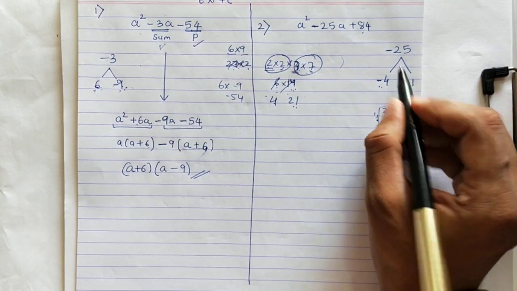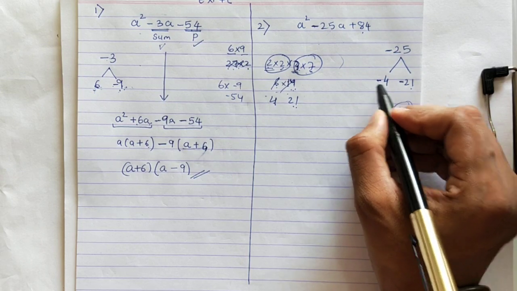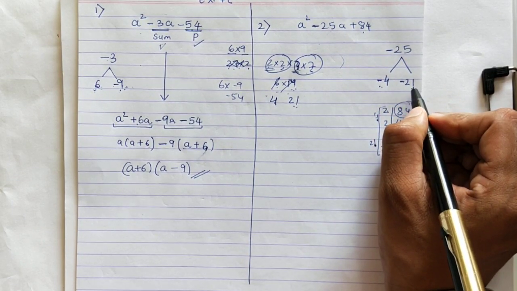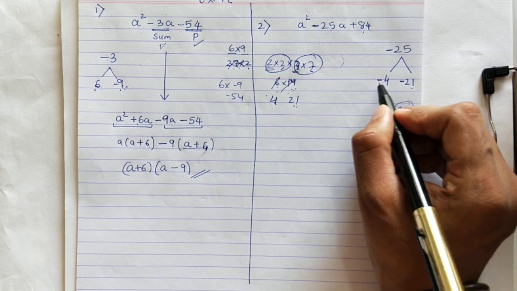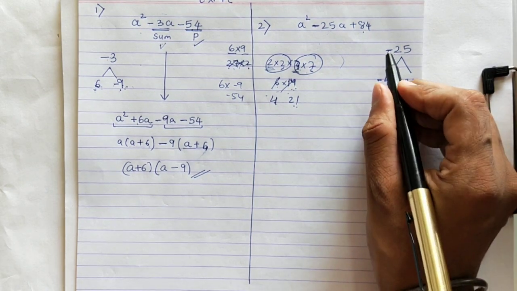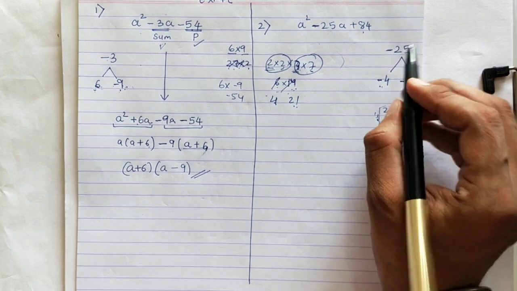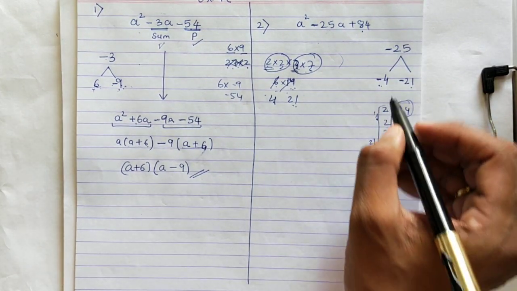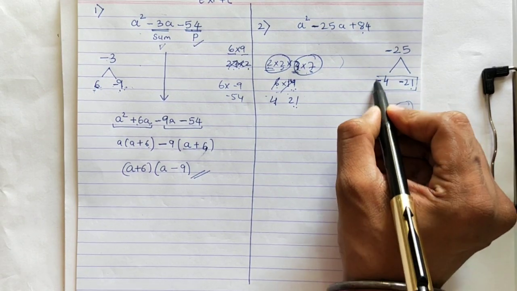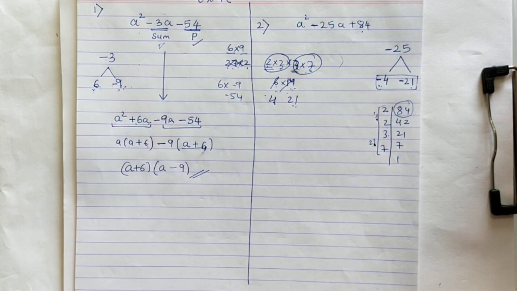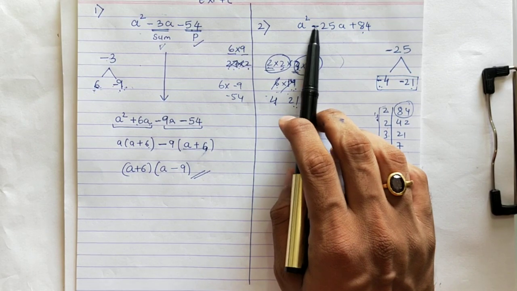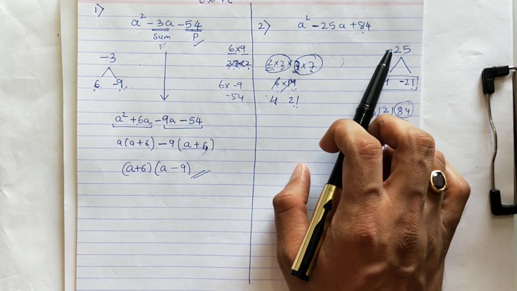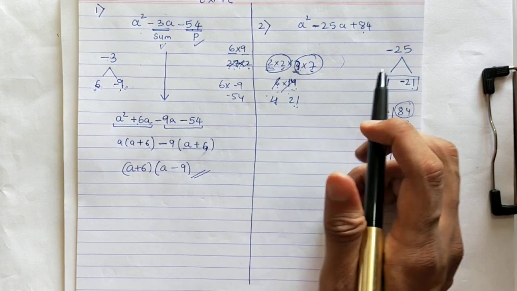Both are minus, so the answer will be plus, and if we add them, minus 4 minus 21, what will it be? When both are minus, we add and the sign will be negative. So minus 4 minus 21 is minus 25. So these are our factors. Okay, so while taking the factors, you have to consider the sign also. So first you find the numbers and then you can adjust the sign easily.